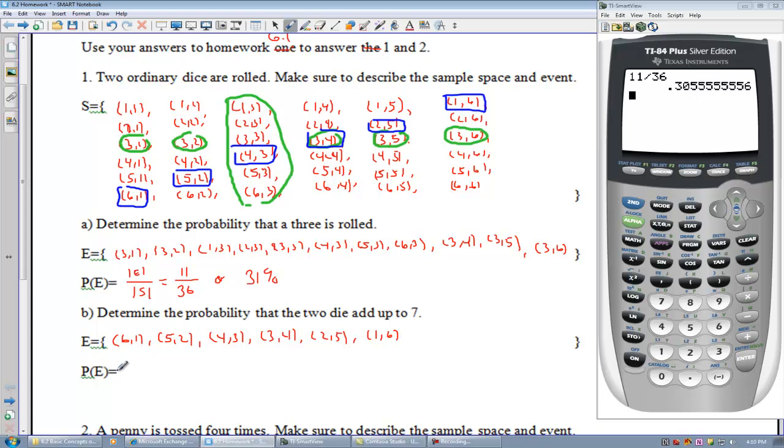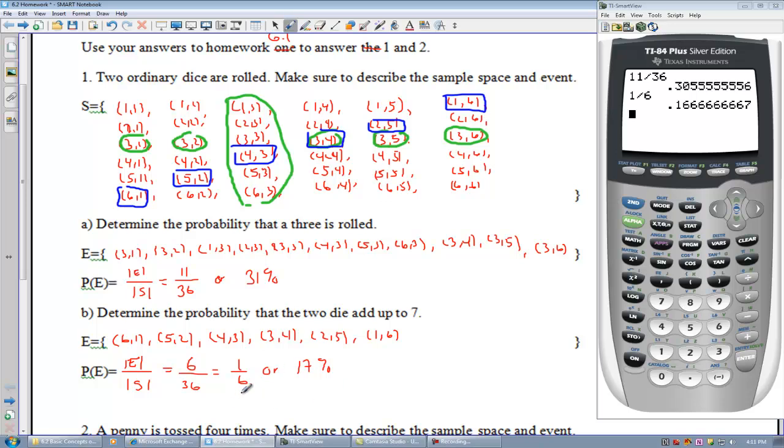And to figure out the probability of this event occurring, I take the number of things in E, and I just divide by the number of things in S. So I have 1, 2, 3, 4, 5, 6 things in E. Of course, I have 36 things in S, and so that's just 1 divided by 6. And I can figure out the percentage, 1 divided by 6, right? Or this is about 17%.